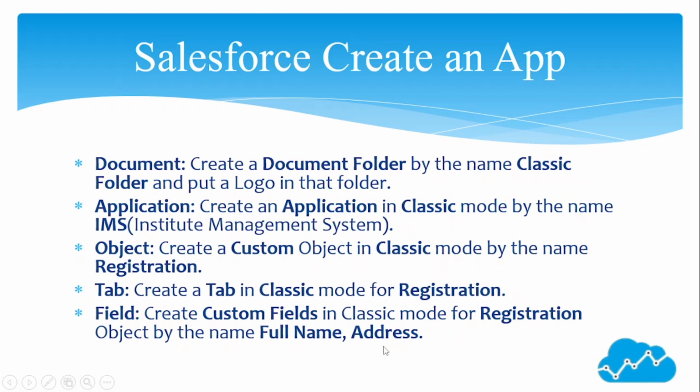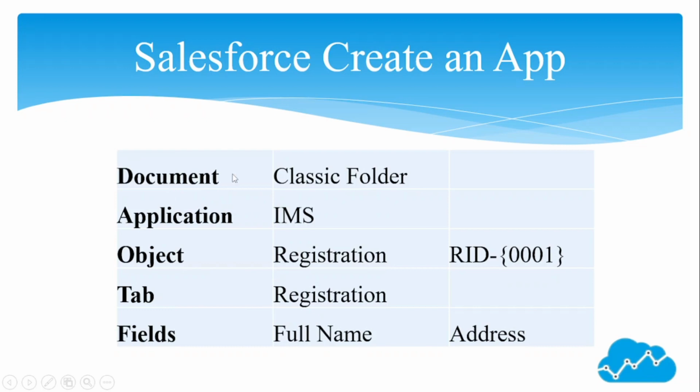So this is a small app we are going to create, and we'll see how easy Salesforce has made it, like document. We are going to create classic folder, application IMS, object registration and registration ID. We will see how we are going to use this. Tab: for this particular object, registration tab will be there, and two fields we are going to create, full name and address.